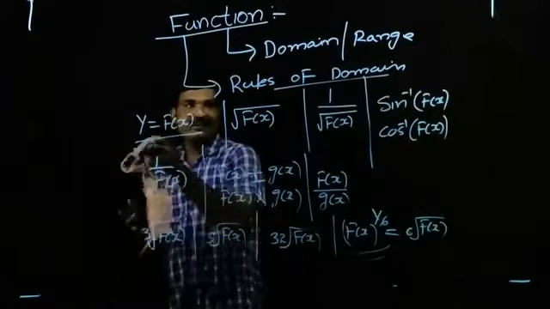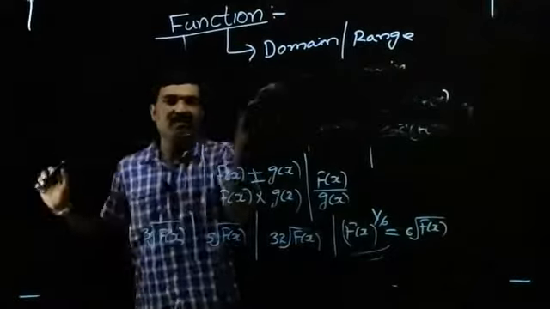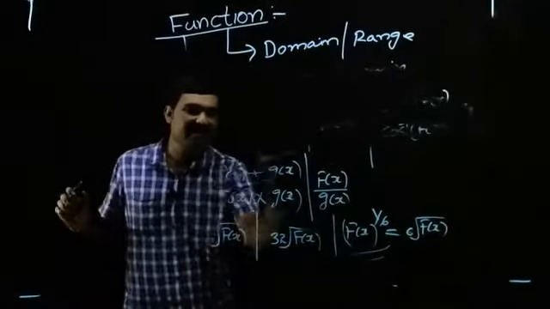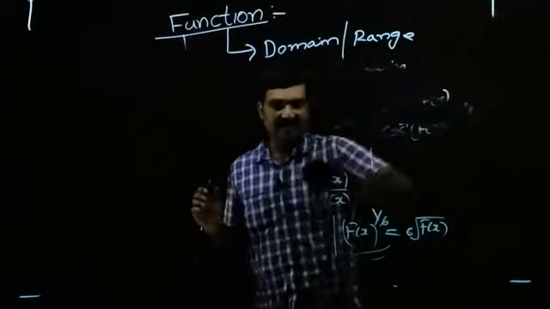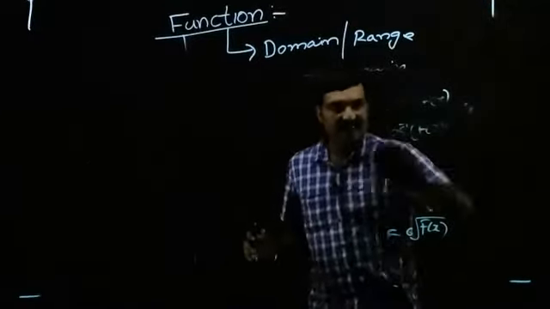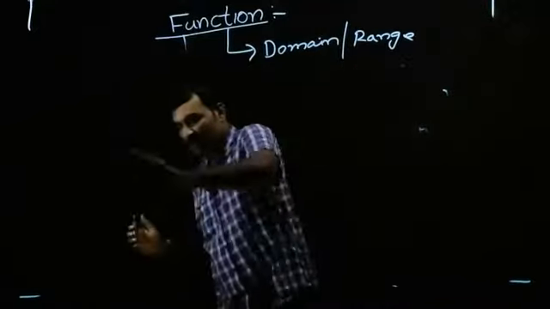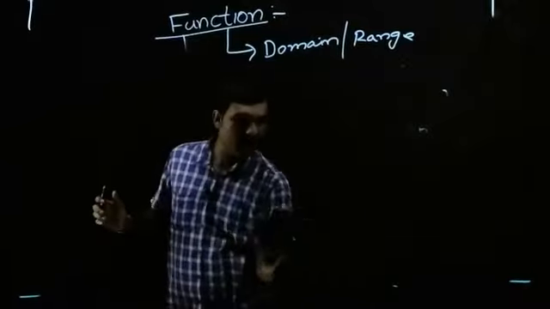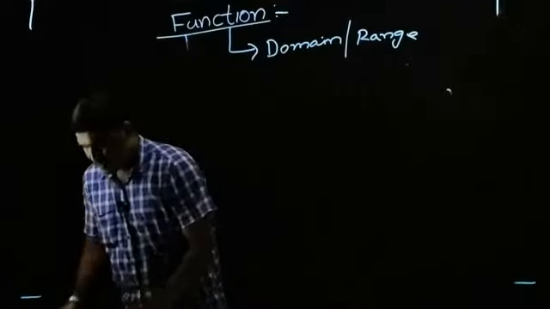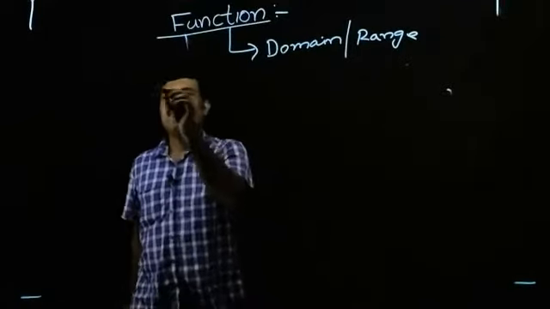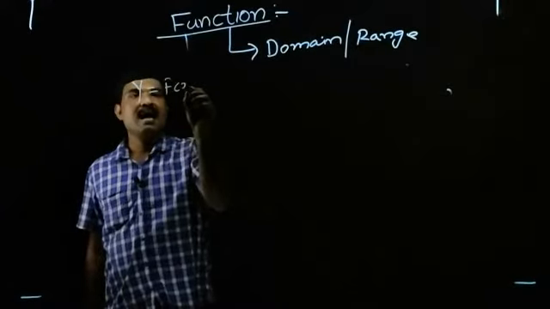So we have a function f of x, and we want to determine the domain and range of this function. Functions may be in different forms, so there is some common rule to determine the domain of the function. Now we know the domain. What is domain? Suppose I am writing the function y is equal to f of x.